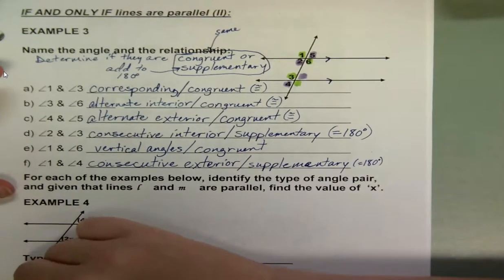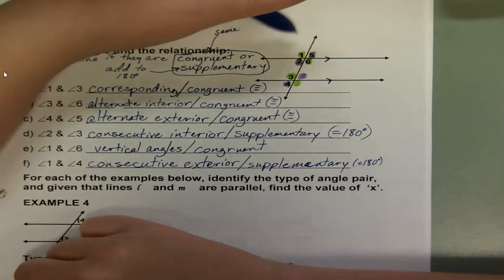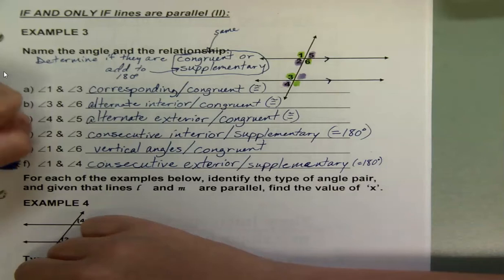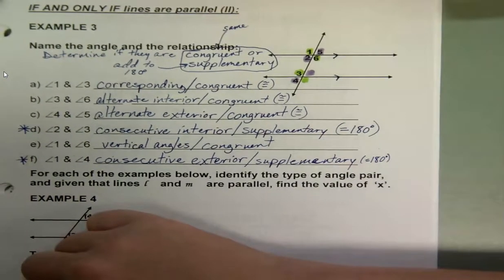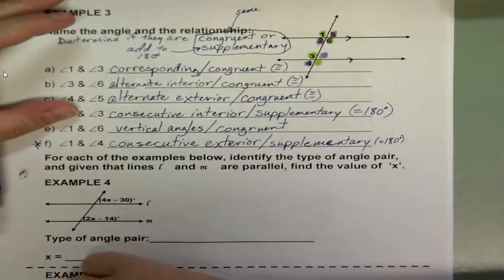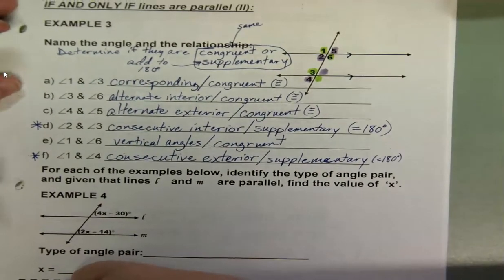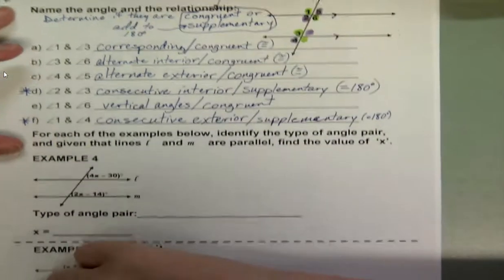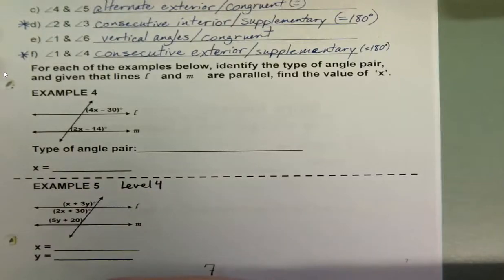So hopefully you noticed that the only ones that will add up to 180 are going to be the ones with the word consecutive. So these two are supplementary because they have the word consecutive in it. The only other ones that will add up to 180 are like linear pairs. So angle 1 and then angle 5. Alright, this one right here.